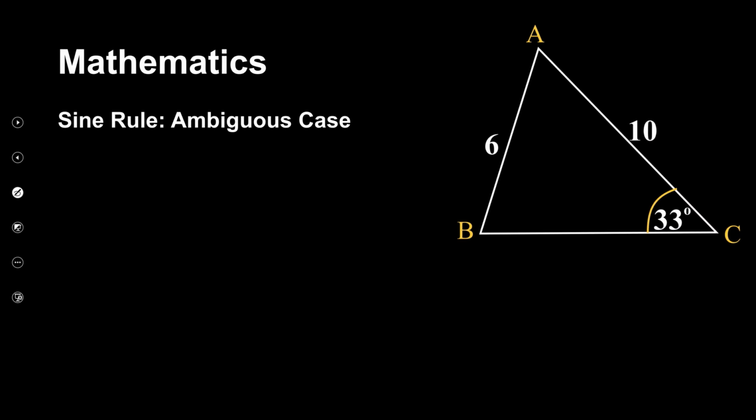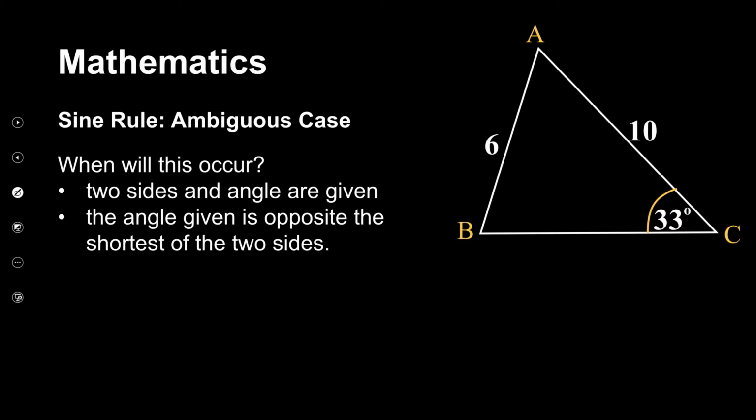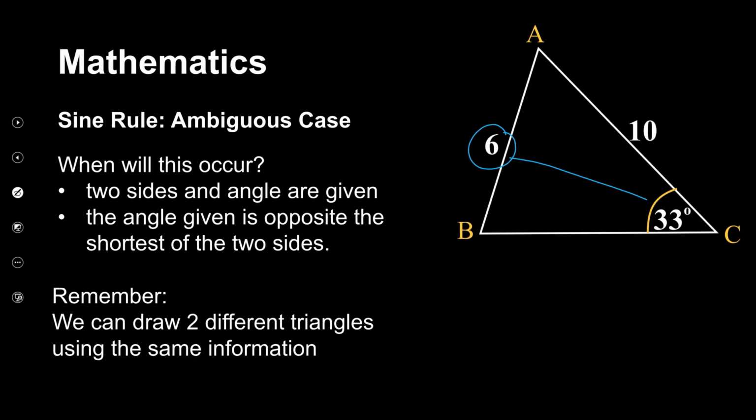Okay, we have the sine rule, the ambiguous case. Can you remember when we have the ambiguous case? It's when we have two sides and an angle, but the side given opposite the angle is the shorter of the two sides. So in this case, 6 is the shorter side. So in this case, 6 is less than 10. So we will have the ambiguous case. And remember, we can draw two different triangles for this with the same information.